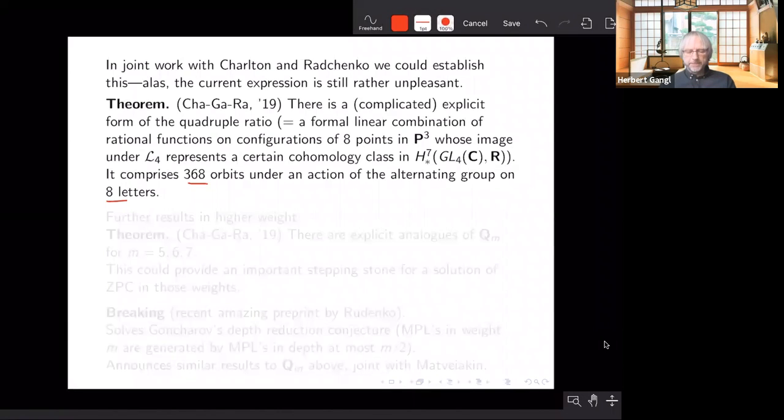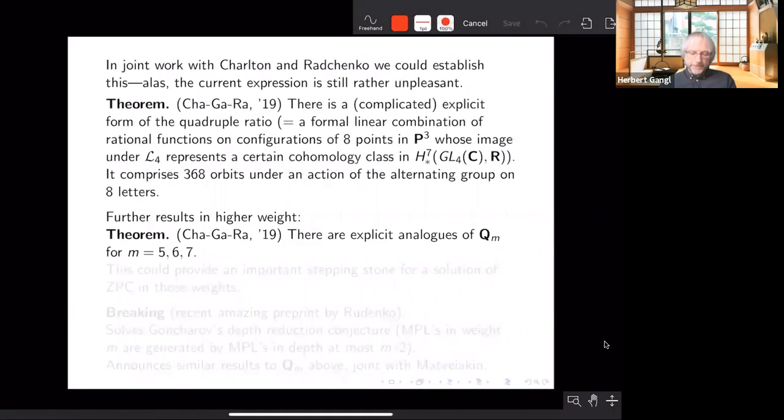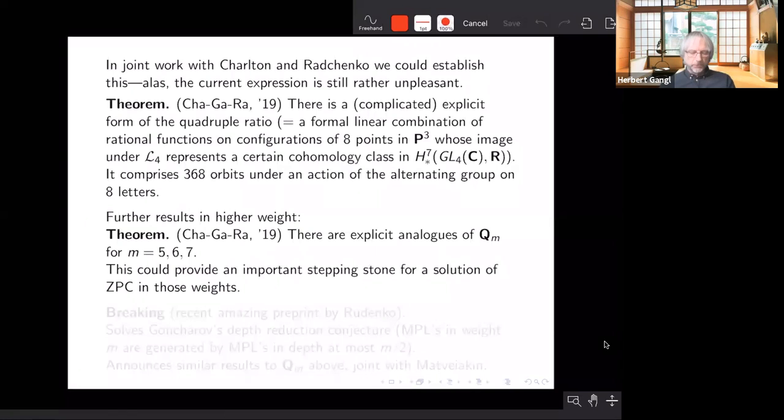And moreover, we tried to use that approach of Goncharov and Rudenko and push it to the next weights for m equals 5, 6, 7. We can now claim to have suggested analogs of those crucial functional equations, and hopefully they help in finding more relations for more results for Zagier's polylog conjecture in those weights.